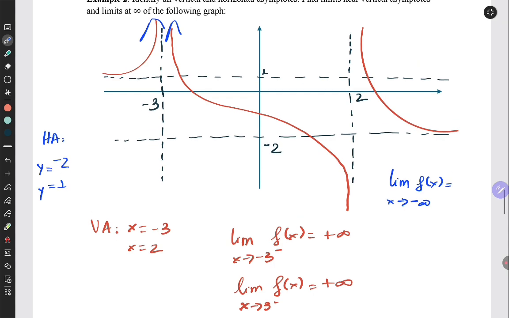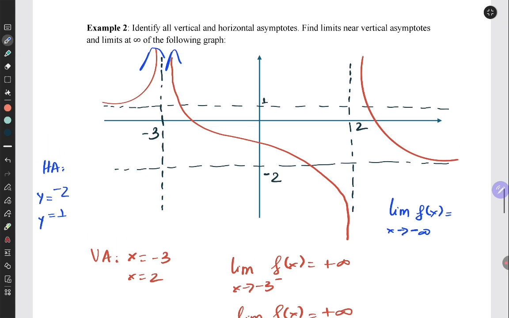Number 1. First group. Limit of f of x when x approaches negative infinity. Oh, it's 1. It is 1, correct, right here.